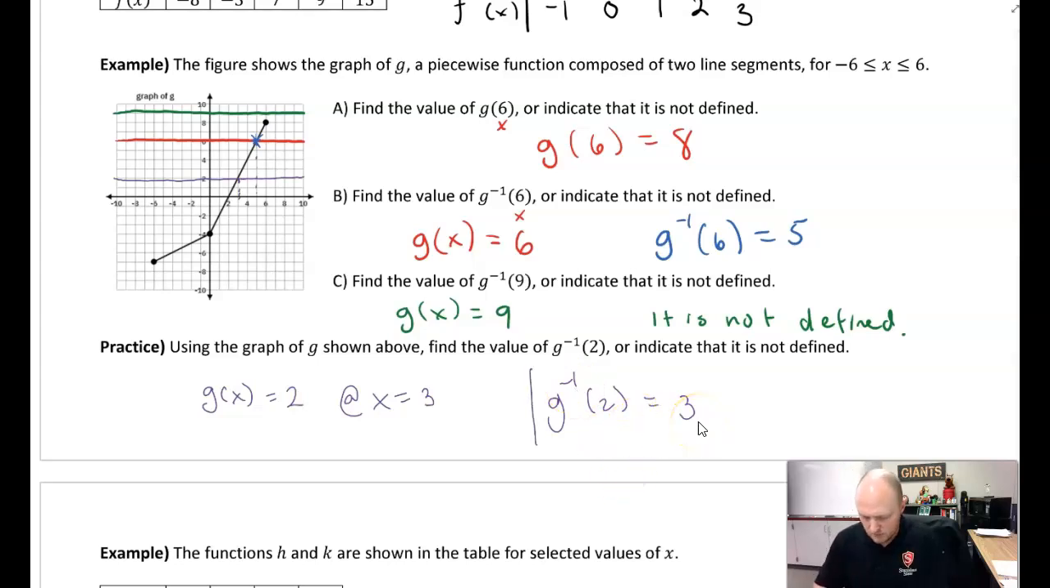And it's very important that you write this statement, because they asked you what g inverse of 2 is. It would not suffice to say g of x equals 2 at x equals 3. You need to communicate that g inverse of 2 is equal to 3.